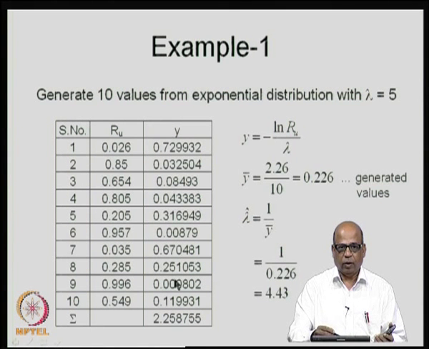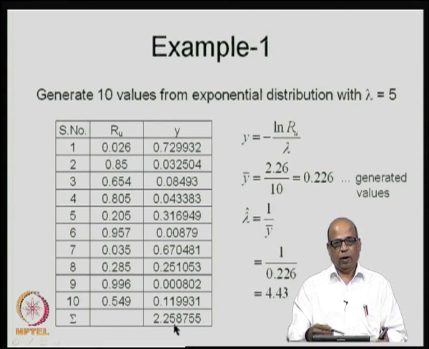You have generated 10 values. For these 10 values, if you get lambda, it comes to about 4.43, and we had started with lambda is equal to 5. Ideally I would like to have lambda is equal to 5, and I should be able to test that the sequence that we have generated in fact follows an exponential distribution.